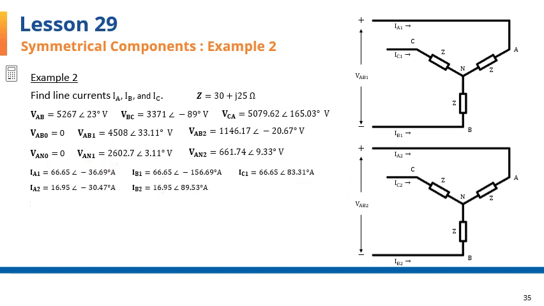Here, IB2 leads IA2 by 120 degrees, so I'll add 120 to this phase angle to get the phase angle for IB2, and I'll subtract 120 from this phase angle to get the phase angle for IC2, and that's because this line belongs to the negative sequence set.